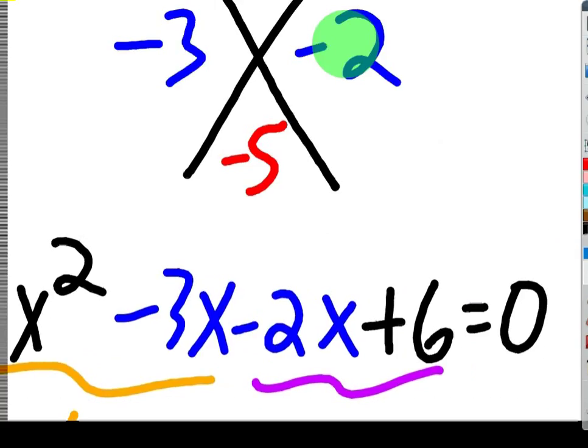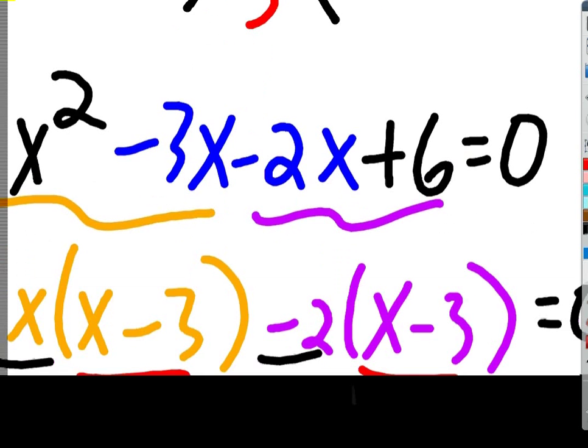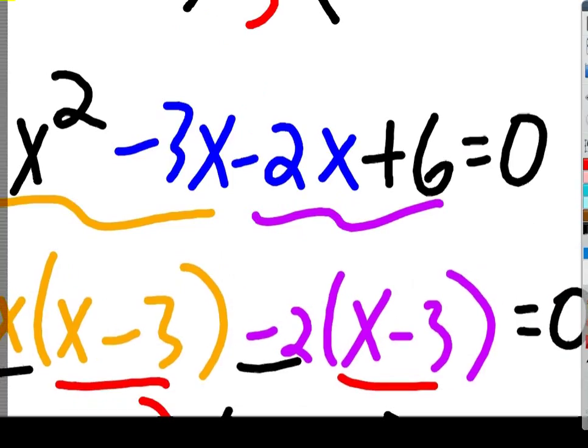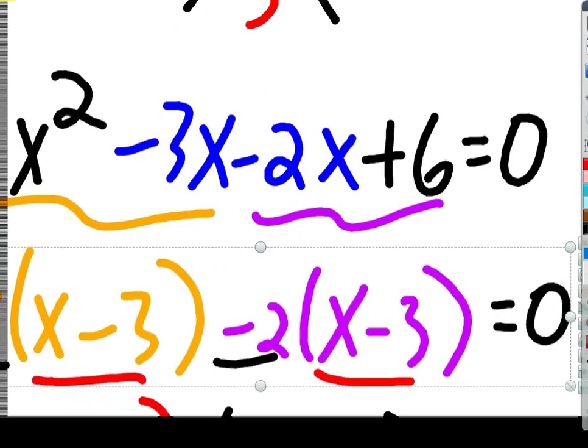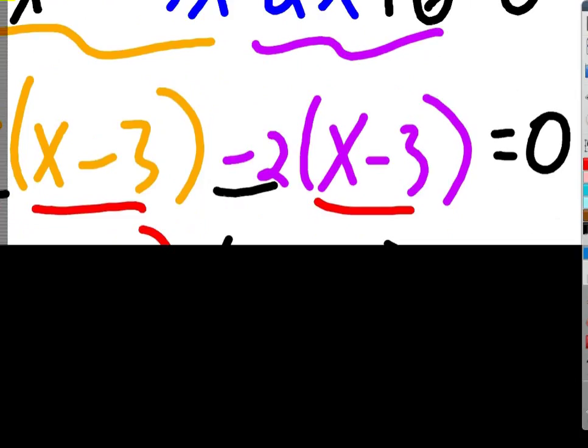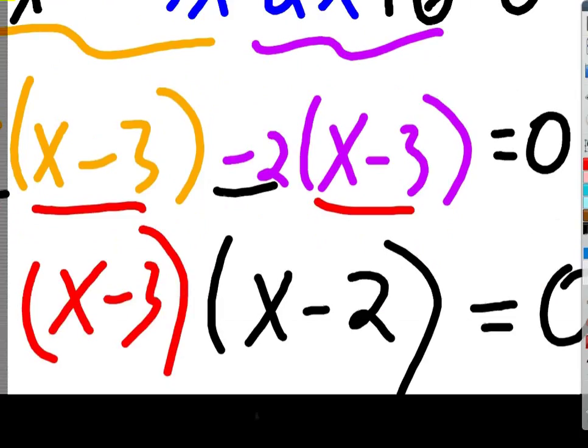Okay, and then what do you do? You pull out a what? GCF. Pull out the GCF for each. The GCF of the first 2 is x. The GCF of the next 2 is minus 2. So what is the final answer? X minus 2 is x minus 2. Yep, x minus 3 and x minus 2.